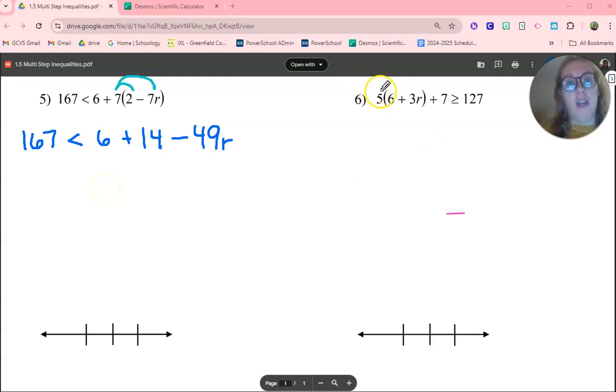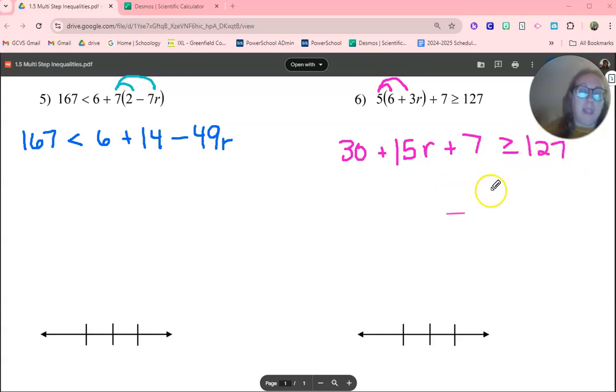On the right, when we distribute by multiplying, we get 5 times 6 is 30, plus 5 times 3r is a 15r, plus 7 is greater than or equal to 127. So same thing here, combine like terms, and then use those inverse operations to get r alone, and then try it out on the graph, okay? So make sure you're trying these 2 out on your own and finishing this worksheet.